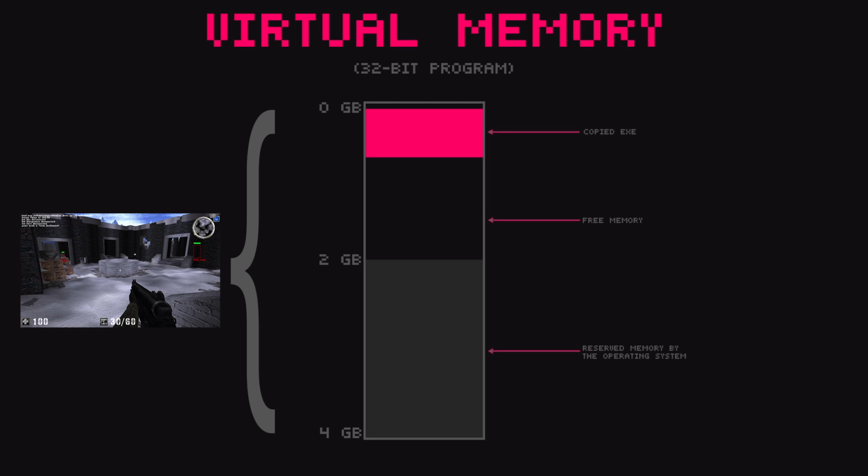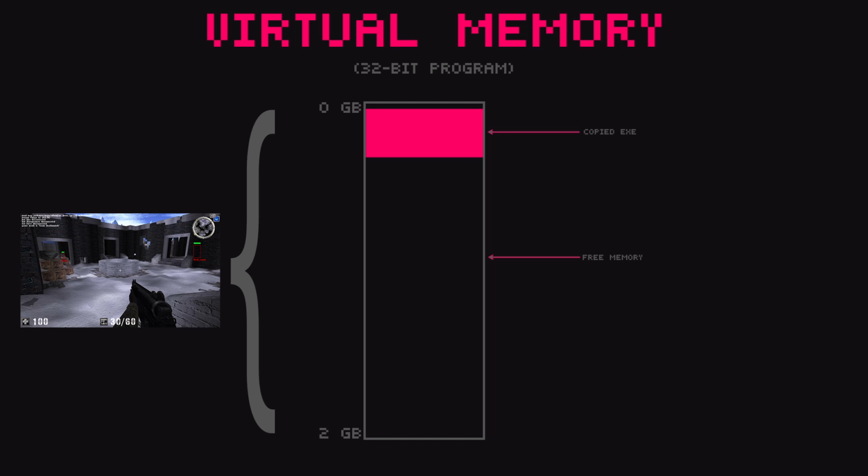Imagine this memory block. If the game requires a minimum of 4 GB of RAM and the operating system reserves 2 GB for its own needs, it means that the game does not actually use 4 GB. Let's say it only utilizes 2 GB, leaving 2 GB for the operating system. Now inside this memory block we have the game's copied executable and we have 2 GB of free memory we can use.